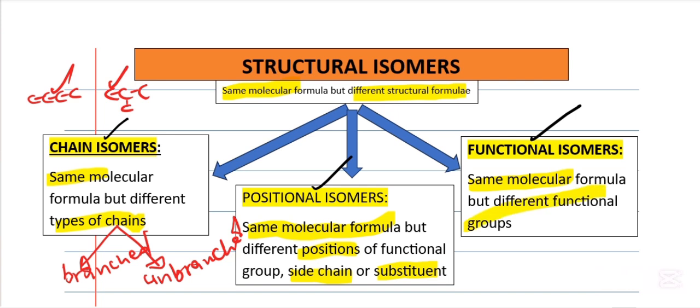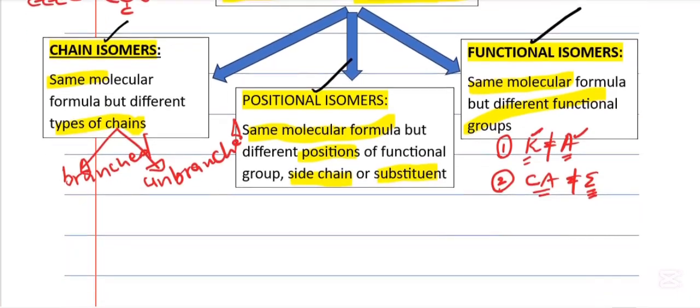For functional isomers, there are 2 combinations: ketone goes with aldehyde. So if you are given a ketone, you come up with an aldehyde, but if you are given the aldehyde, you come up with a ketone. Then the second combination is carboxylic acid and esters. If you are given a carboxylic acid, you come up with an ester, and when you are given the ester you come with a carboxylic acid. Let's go to questions quickly.